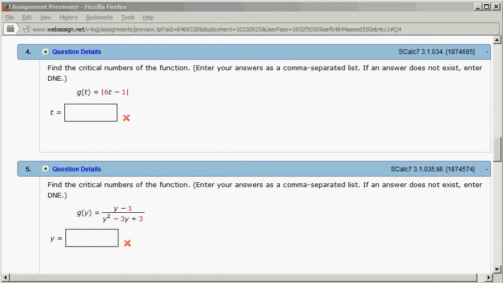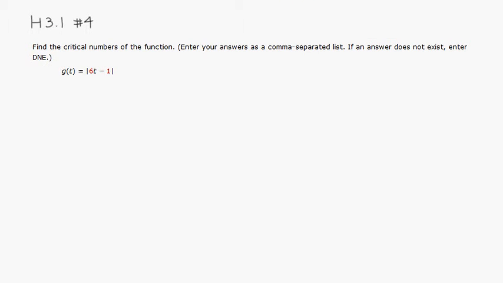All right, let's look at homework 3.1, problem number 4. We want to find the critical numbers of this function g of t equals the absolute value of 6t minus 1. Let's do that. First I'm going to try to sketch this graph.